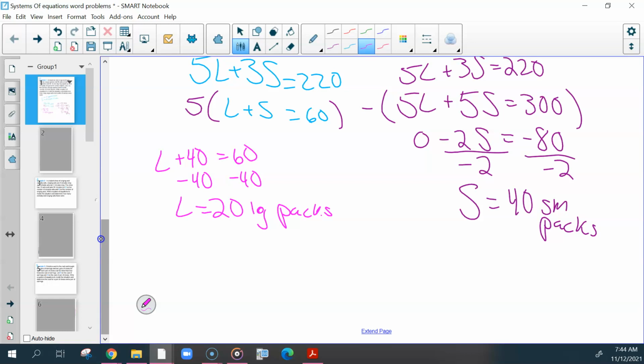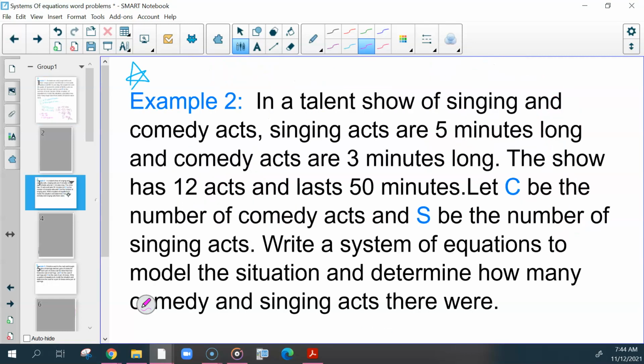We're going to do the example on the next page. Just as before, take a second, read through this, and then we'll figure out what's important, what's not.